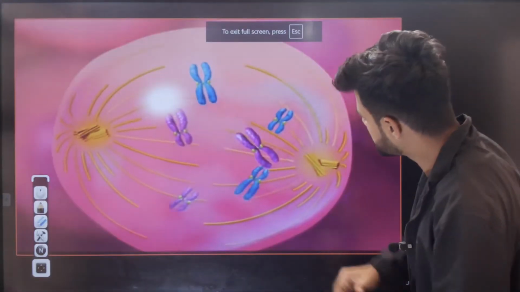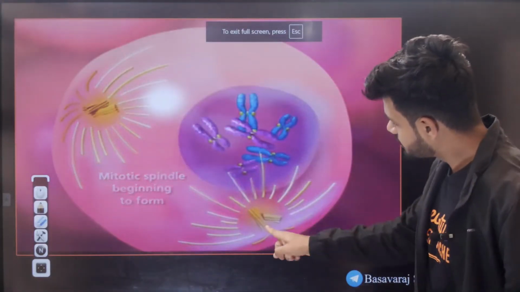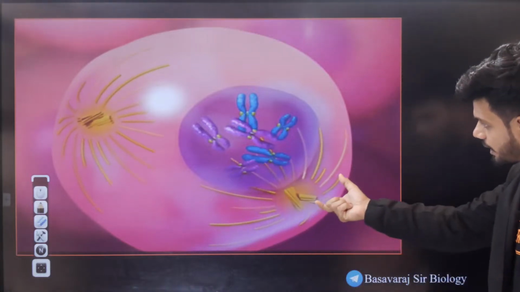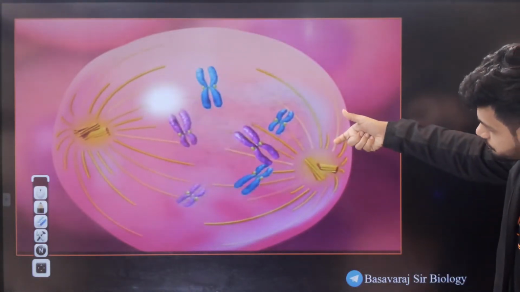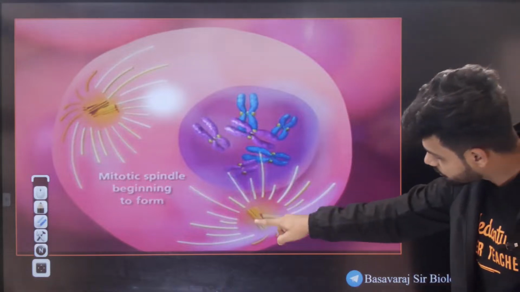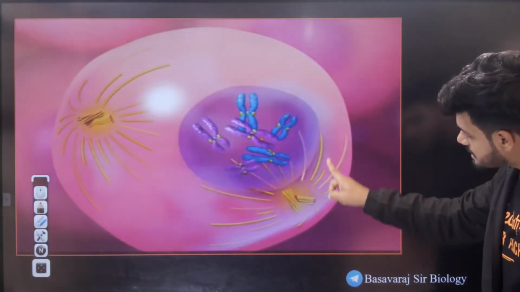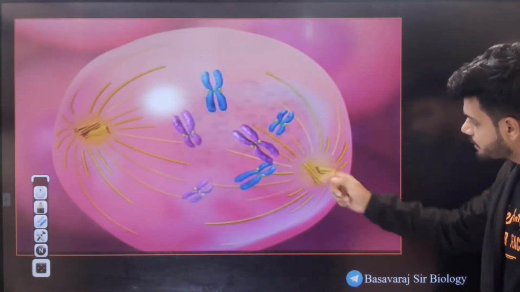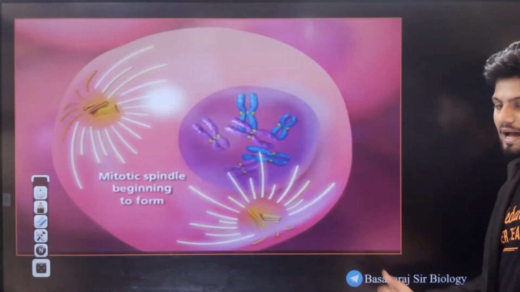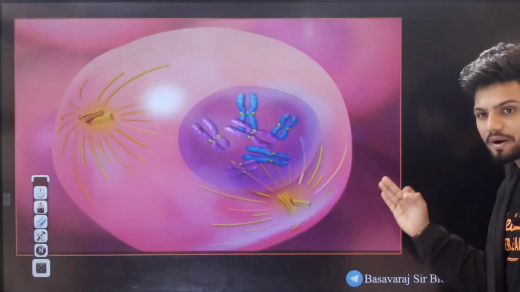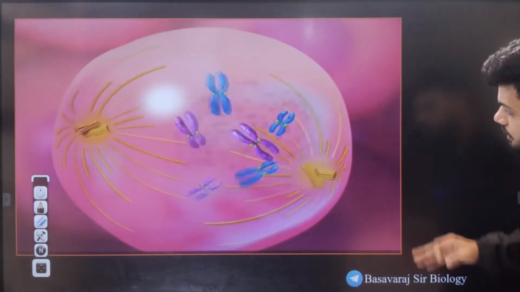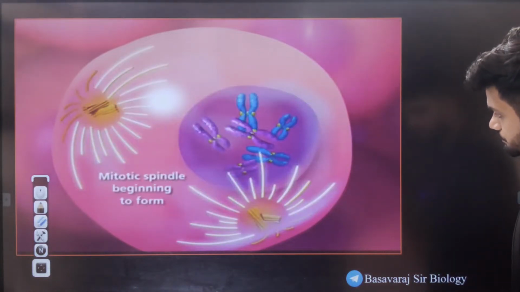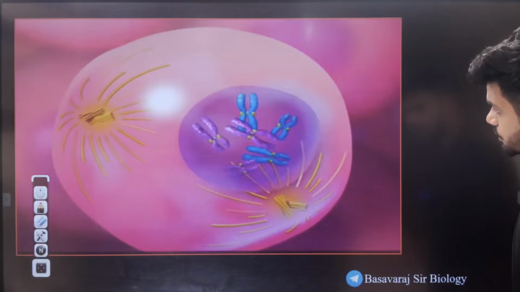Can all of you see this? This is the entire asters. They're moving to the opposite poles, movement of centrosome. From this particular centriole, there are spindle fibers arising, and asters are rising on the outside. This is called the movement of centrosome, not chromosome.